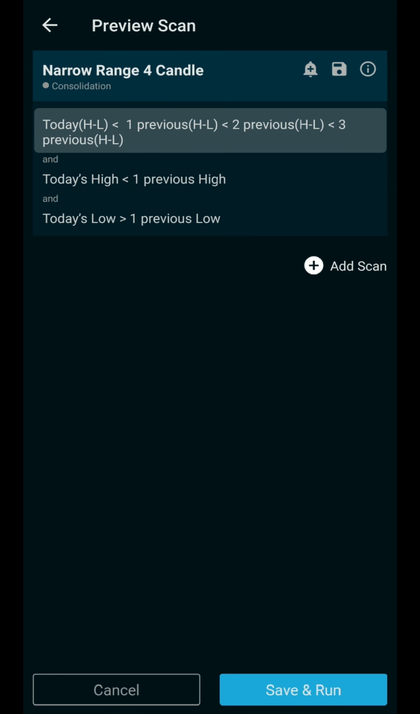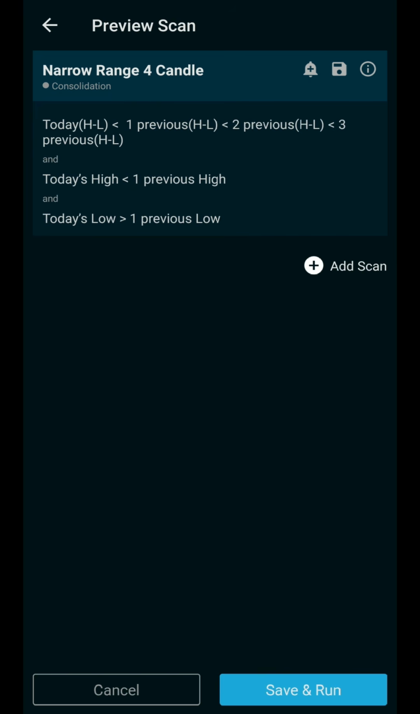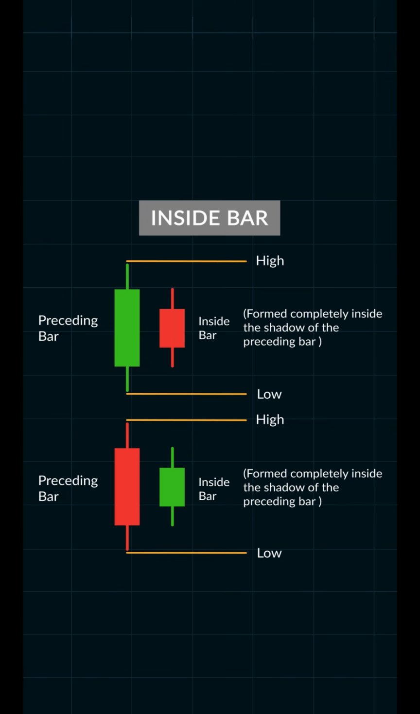You can also see, interestingly, there are a couple of other conditions we've added here. It says today's high is less than one previous high and today's low is greater than one previous low. So basically these 2 conditions are checking whether it's also an inside bar. An inside bar is one where the latest candle's high is less than the previous high and the low is higher than the previous low. So basically the range falls within the previous candle's range.